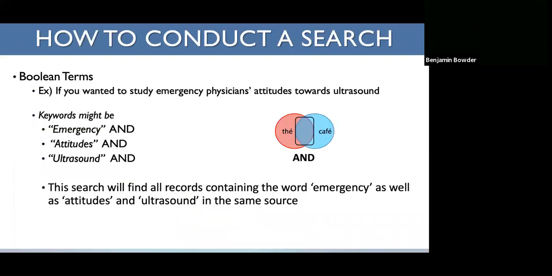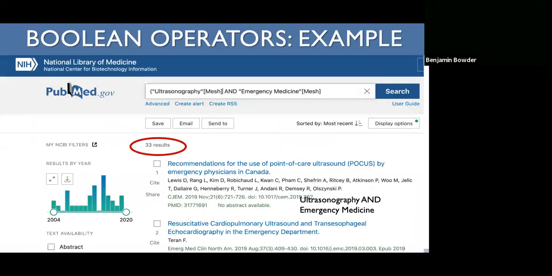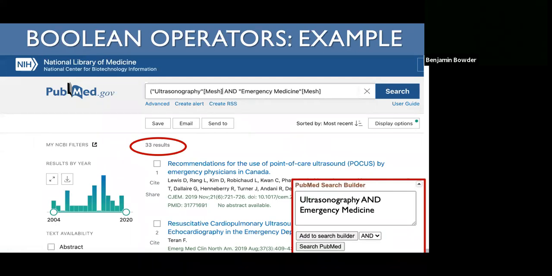So if we look at this with our example, if we wanted to study emergency attitudes towards ultrasound, and we really wanted to only look at papers that had emergency, attitudes, and ultrasound in them, this is what we might use: emergency and attitudes and ultrasound. And it would only find articles that have all three of those words in the same source. So this is an example using just ultrasonography in emergency medicine. And this is what we would put in our PubMed search builder. And this is what you would see, that you only get 33 results.